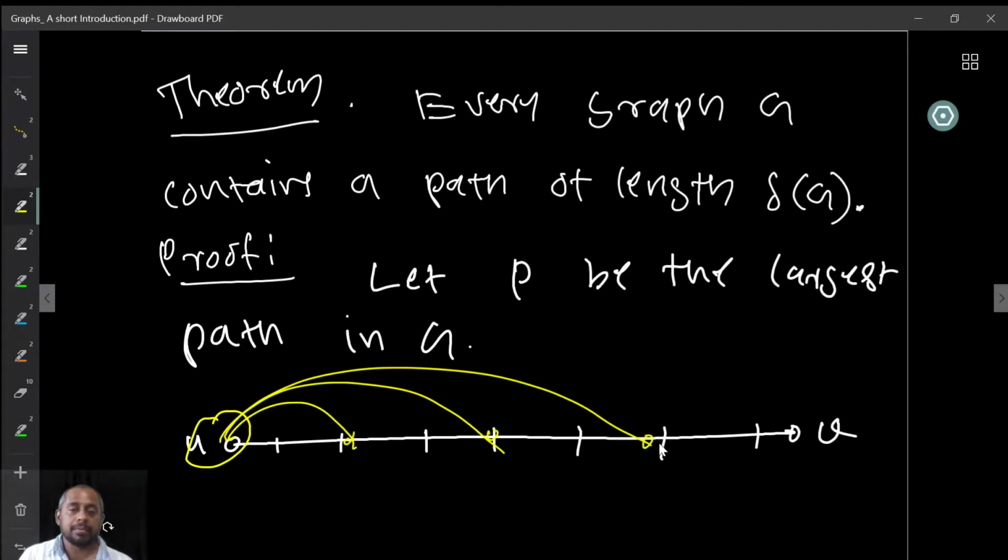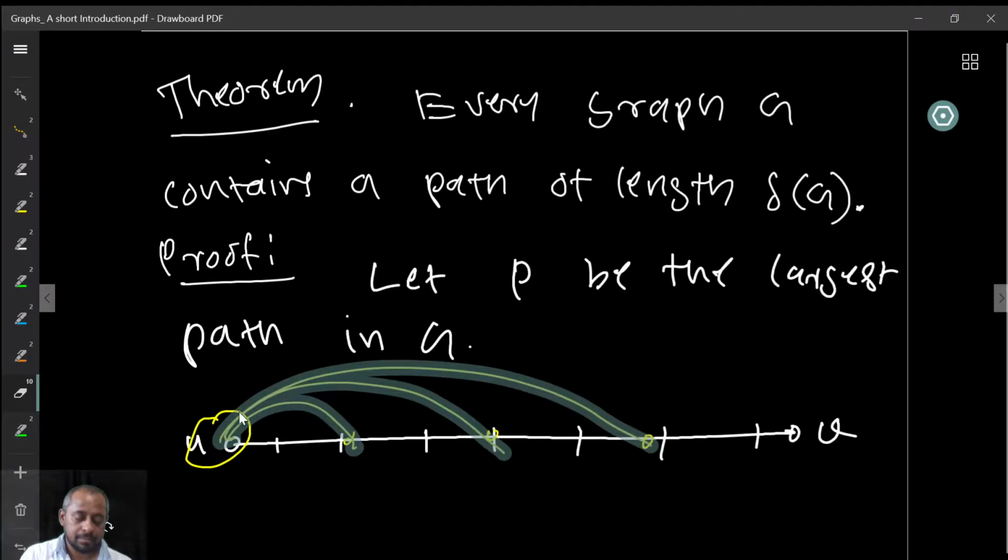Now look at these neighbors. Since the minimum degree is delta and all the neighbors of U are in this path, there are delta vertices in this path minimum, right? Other than U. So there is at least delta plus 1 vertices in this path, right? Now if there is this path with delta plus 1 vertices, we have at least delta edges there, right? So therefore that path has length at least delta. So which means that there is a path of length delta here.